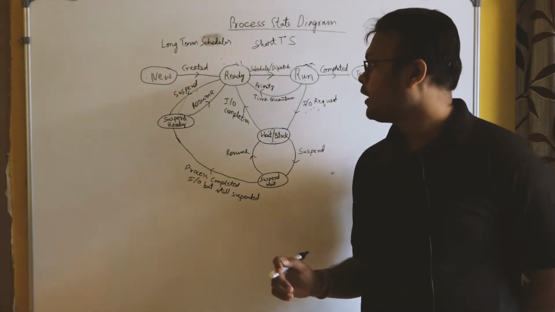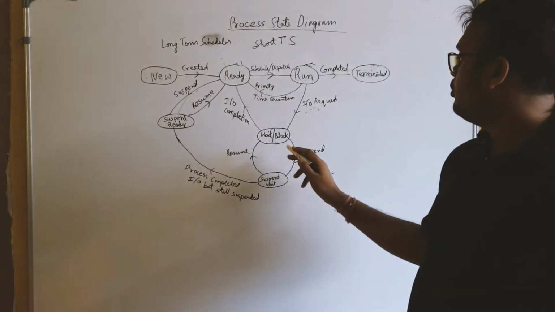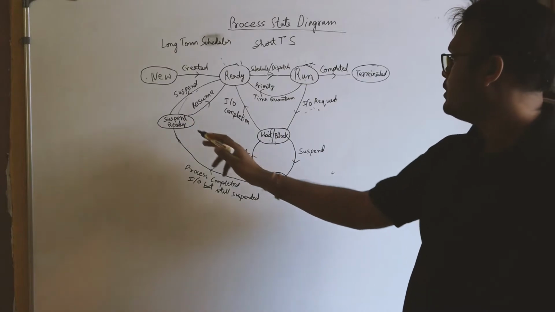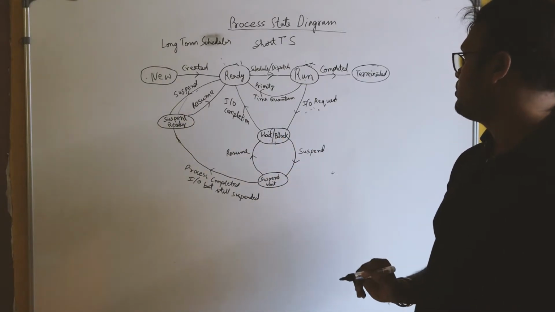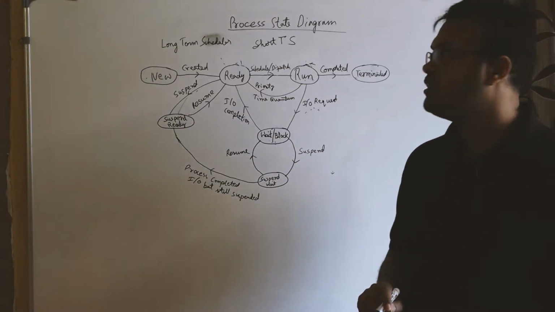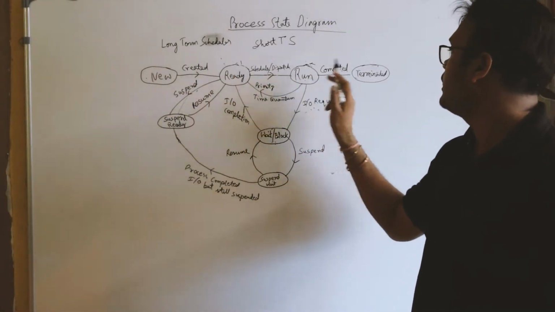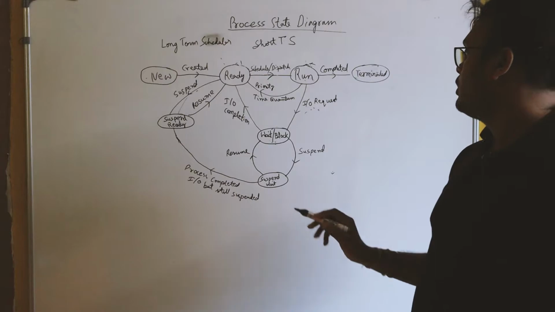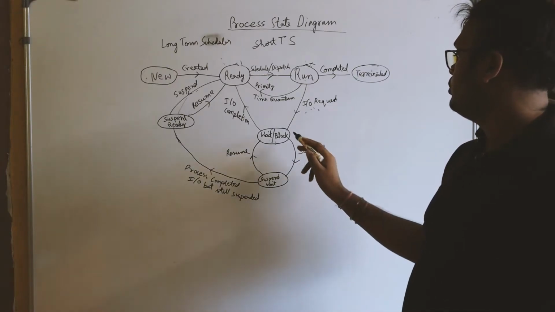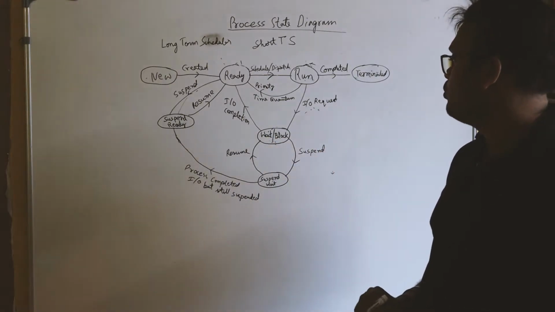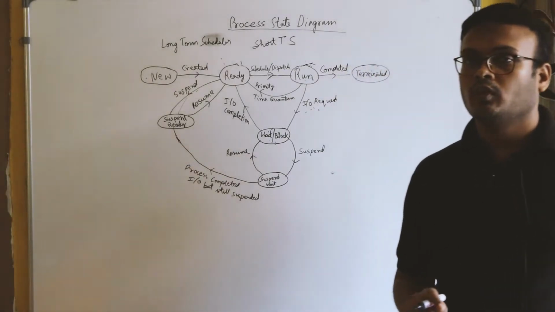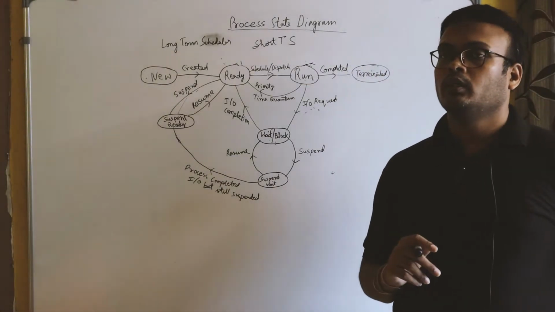So in this part, I will teach you about the remaining three states: suspend ready, wait block and suspend wait. In the previous part, I taught you about these four states: new, ready, run, terminated. So now let's come to this wait block state. What is wait block state?